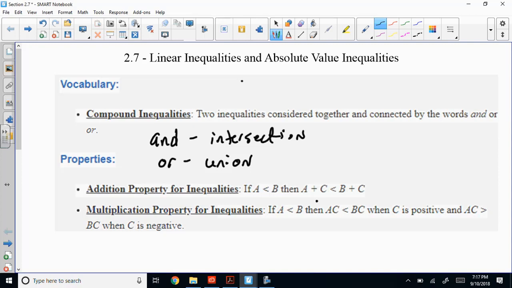So the properties are the addition property of inequalities, meaning what you do to one side, you do to the other. And then multiplication: if you divide or multiply one side by something, you do the same to the other. But here's the kicker: when you multiply or divide across that inequality, that is what flips it, right? Y'all remember that? That's really the only thing we have to worry about. Y'all ready?